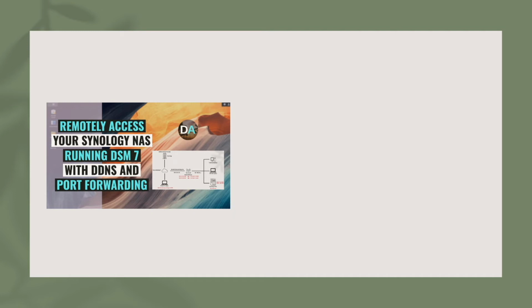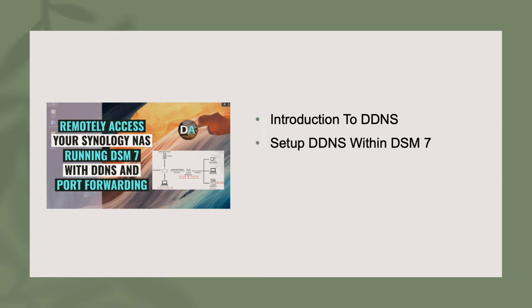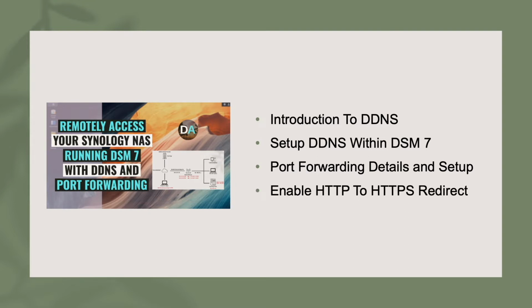In this video, I'll be setting up DDNS and port forwarding to enable external access to a Synology NAS that's running DSM 7. I'll start with an introduction on DDNS, then I'll go over setting up DDNS within DSM 7. I'll then cover port forwarding and walk through the steps I needed to take to allow my router to forward specific ports to allow me to externally access my Synology NAS. Lastly, I'll enable HTTP to HTTPS automatic redirect to make sure I'm always using a secured connection when accessing my Synology NAS.